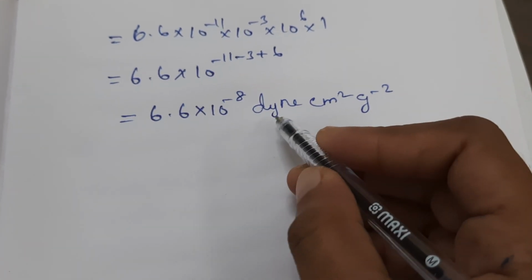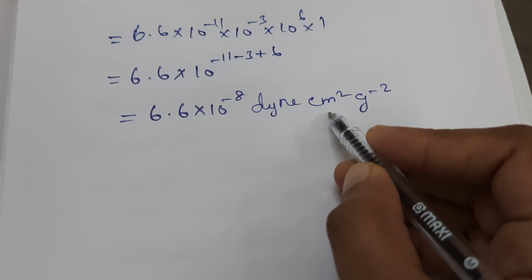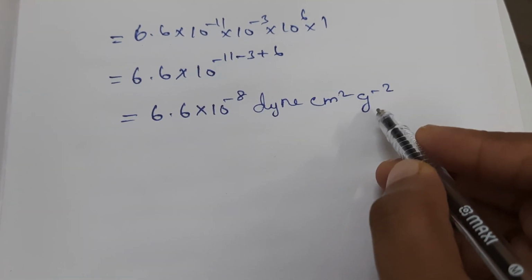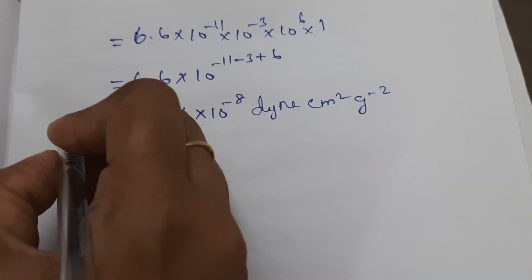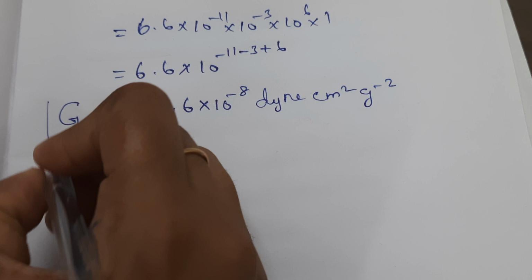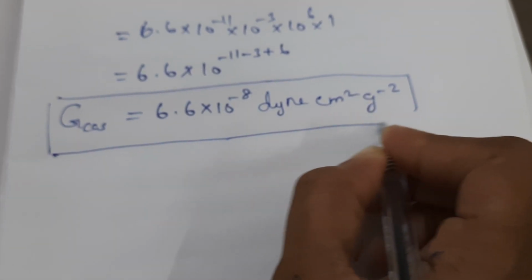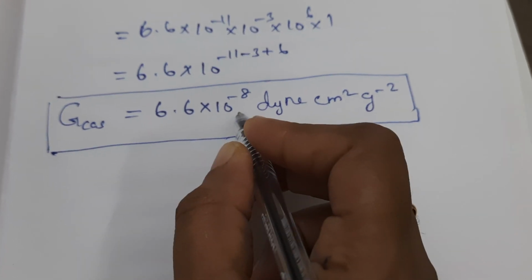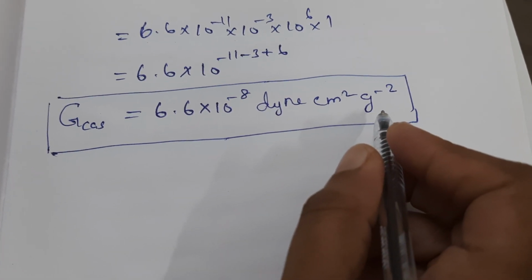For Newton, dyne. For meter square, centimeter square. For kilogram raised to minus 2, g raised to minus 2. So the value of G, the gravitational constant in the Gaussian system, is 6.6 into 10 power minus 8 dyne centimeter square g raised to minus 2.